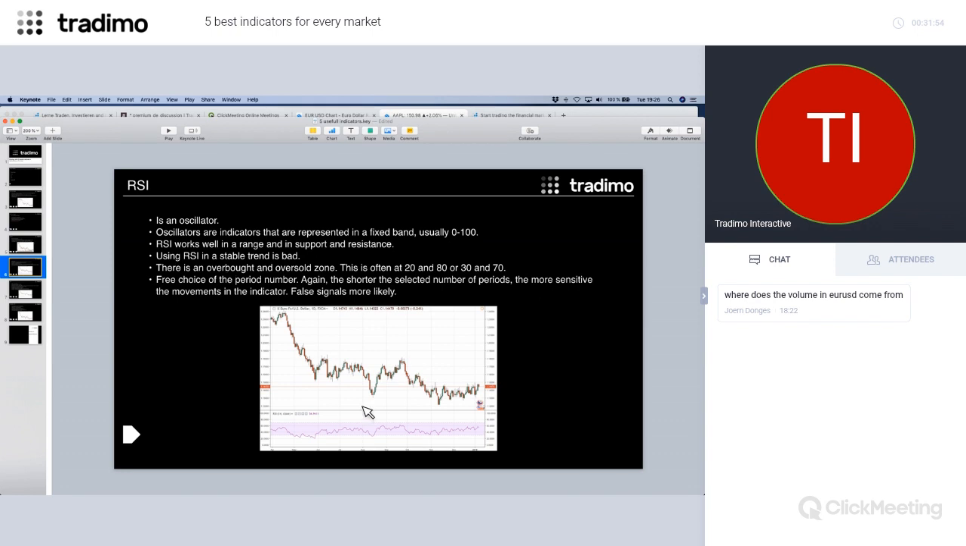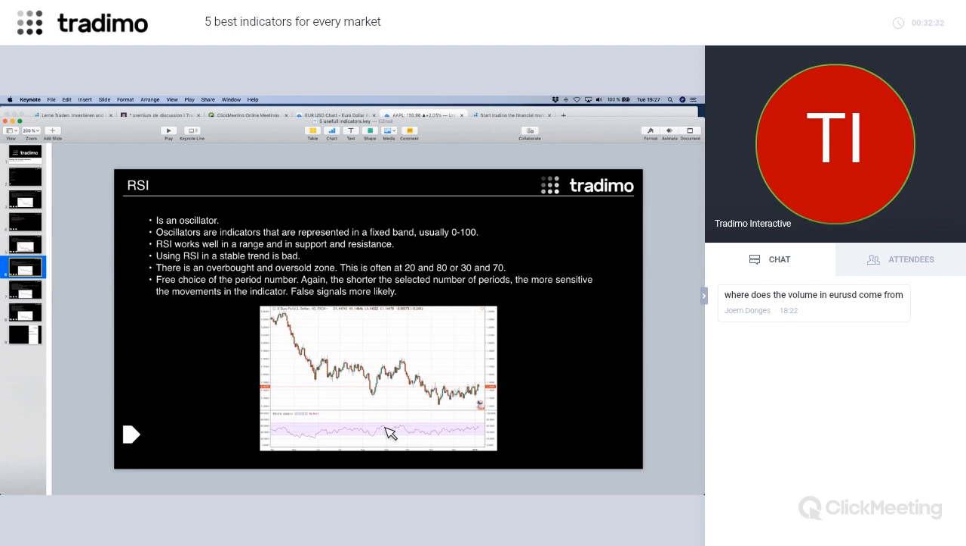So yeah, we have the RSI between 0 and 100, and we have an overbought and an oversold zone. The oversold zone is between 0 and 20, or sometimes 0 and 30, and the overbought zone is between 70 and 100 or 80 and 100. It depends on you. Some traders take 20 and 80, and some take 30 and 70. So you can make it as you want. It's up to you.